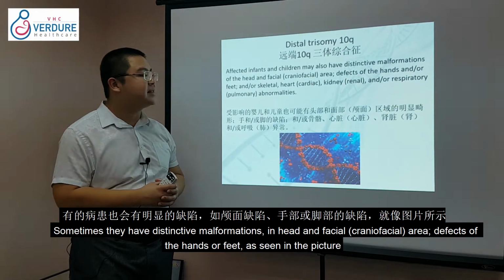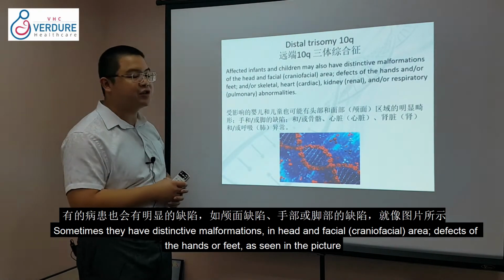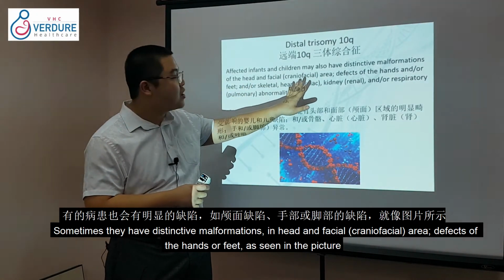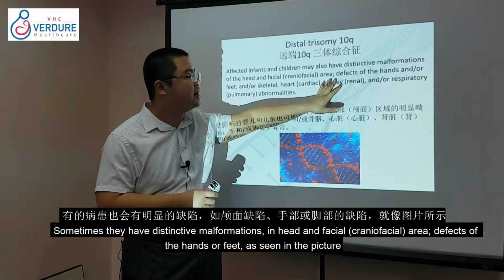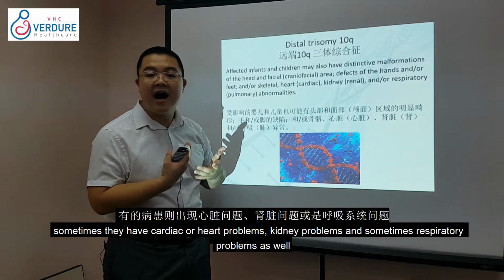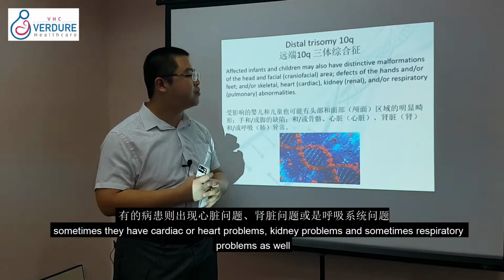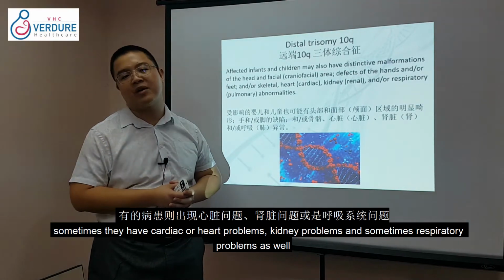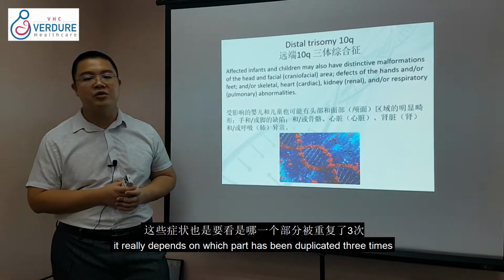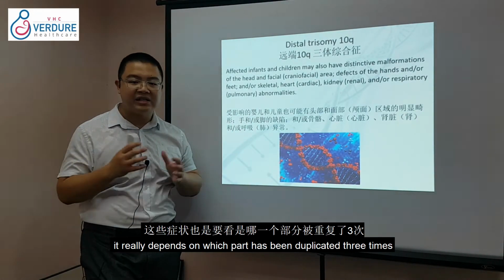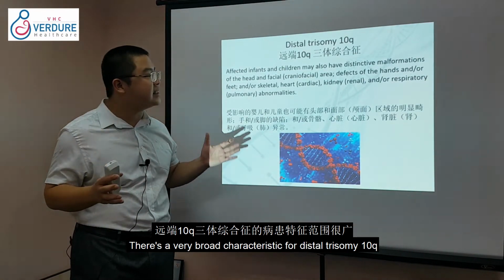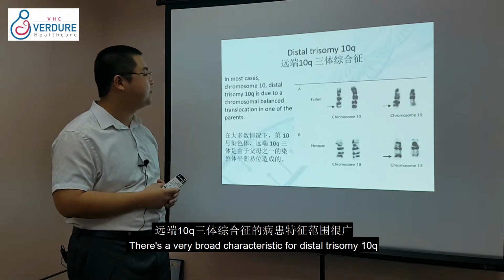Sometimes they have very special malformations or distinctive features, such as in the head, the facial or craniofacial area. There can be defects of the hand, as you can see in the picture, and the feet. Sometimes they have cardiac or heart problems, kidney problems, and even respiratory problems as well. It really depends on which part has been duplicated 3 times. So as you can see, there is a very broad range of characteristics for distal trisomy 10q.